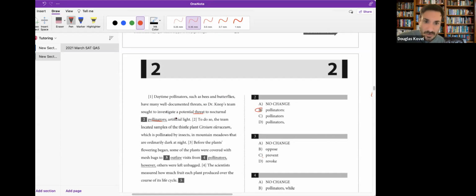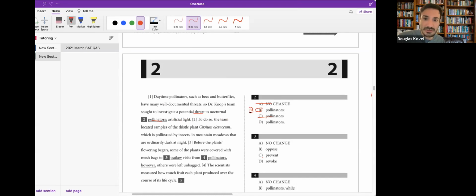So A is definitely wrong because remember, a semicolon separates two independent clauses. And while we do have an independent clause from the very beginning of that sentence all the way up to "pollinators," "artificial light" is not a full sentence. It's just two words. So that's not right. C is clearly wrong because we need some kind of a pause there. If we don't have one, it makes it sound like "nocturnal pollinators artificial light" is all one big term. D, you can make an argument is possibly grammatically correct, but because I could use the word "specifically" there and I'm signaling an elaboration, B would be the stronger choice. So B would be correct.